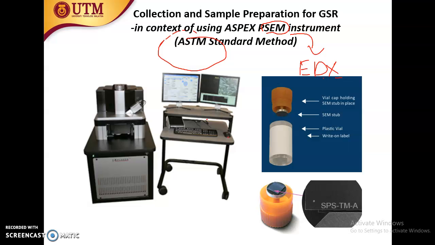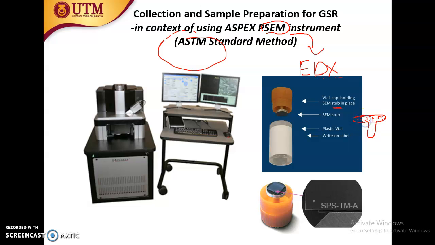Okay, so how to collect and sample prep for GSR? Over here we have what we call a stub. It looks like an earring, like a stub over here. We put all those particles on top of this. This is really small. It's like 10 cent size.